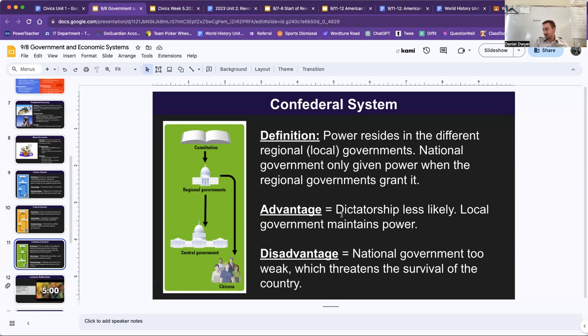The advantage is you're not really going to have dictatorships, right? Because in the US's example, 13 different groups would have all had to vote for the one dictator. But the disadvantage: the national government's too weak, which threatens the survival of the country. It'd be really hard to declare war, to get centralized money, things like that. Which was a big reason why the United States initially failed under the Articles of Confederation.